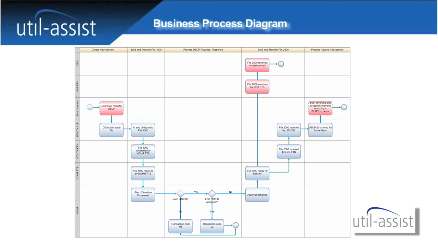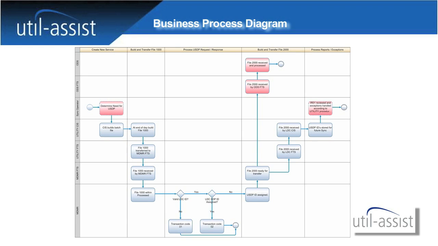We highlight the AS2 at the utility and the MDMR. Where space allows it, we try to always put it in the file transfer because these are failure points. So when processes break down, you can always refer to the diagram and say, where are the failure points in this process, what could have gone wrong. And AS2 is certainly one of those failure points. So the file 1000 will move from your AS2 into the MDMR's AS2. They will receive that file and begin processing it.